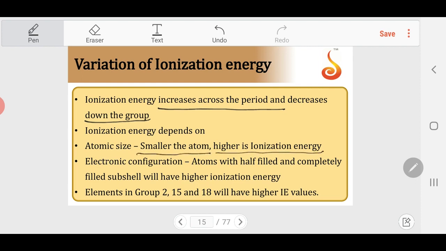One more important point here is that it depends on electronic configuration. Generally half filled and completely filled atomic orbitals have extra stability. So these elements will have higher ionization energy than the expected value. Elements in group 2, group 15 and group 18 will have high ionization energy values because of half filled and completely filled subshells.